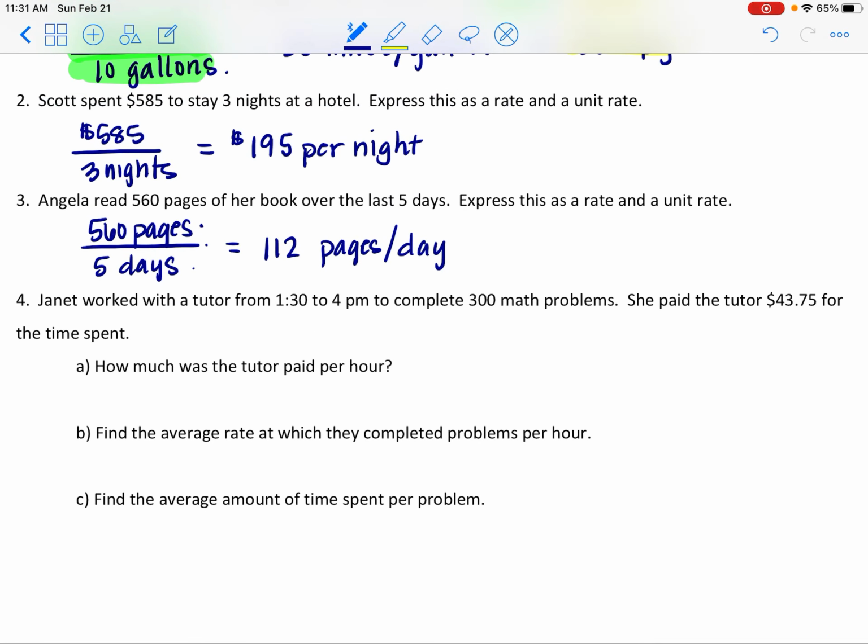Let's see, Janet worked with a tutor from 1:30 to 4 p.m. to complete 300 math problems. She paid the tutor $43.75 for the time spent. And first it says, how much was the tutor paid per hour? So here, from 1:30 to 4 p.m., that is, let's see, from 1:30 to 2:30 to 3:30, and then to 4 is 2.5 hours. So 2.5 hours spent here total. 300 math problems completed, and then $43.75 spent for the time.